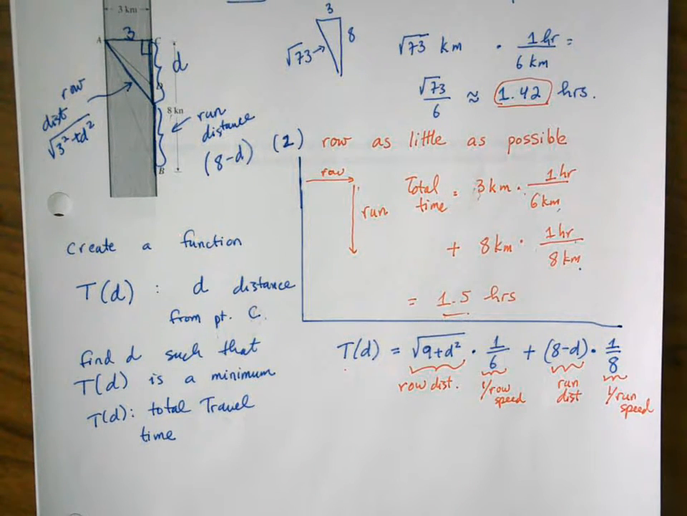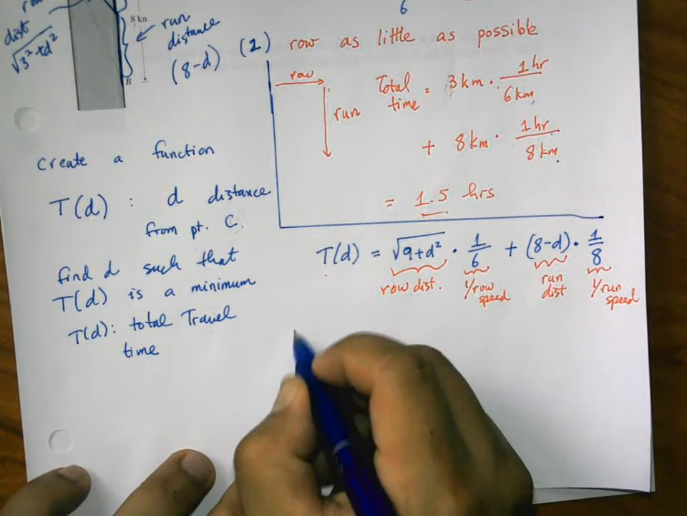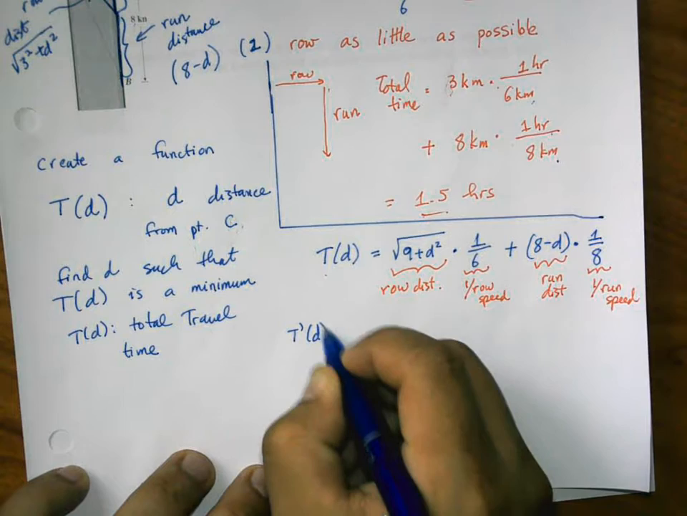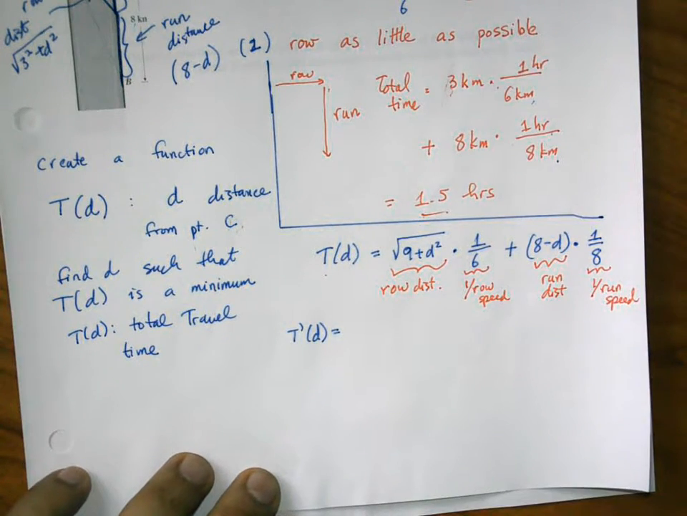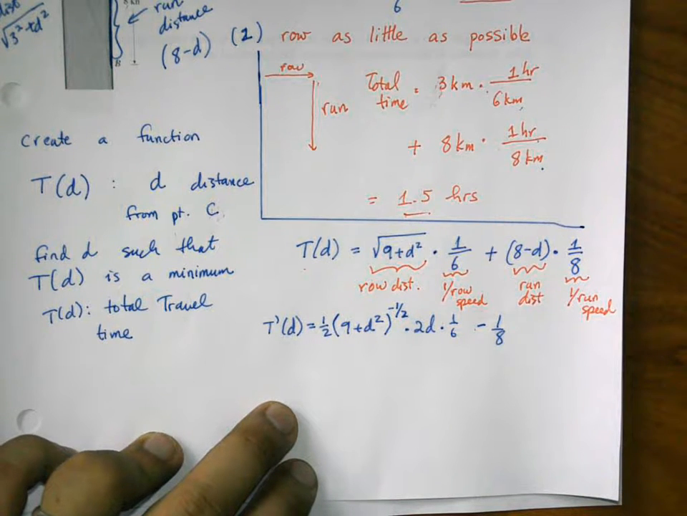And all we really have to do is take the derivative and use what we know about the first derivative test to find the minimum values. So now we can take the derivative. Let's see, t prime. I'm going to pause here so that you can try and do this on your own. Alright, so that's what I got for the derivative.